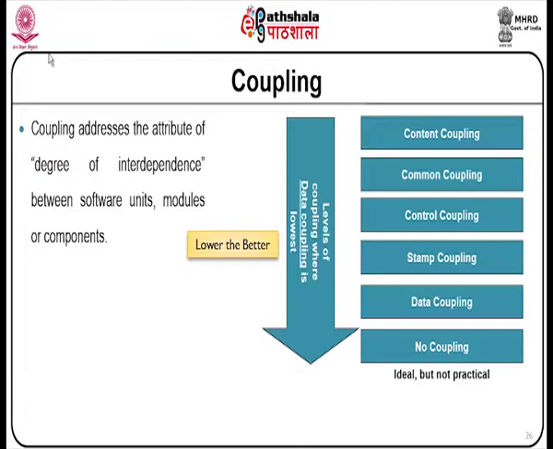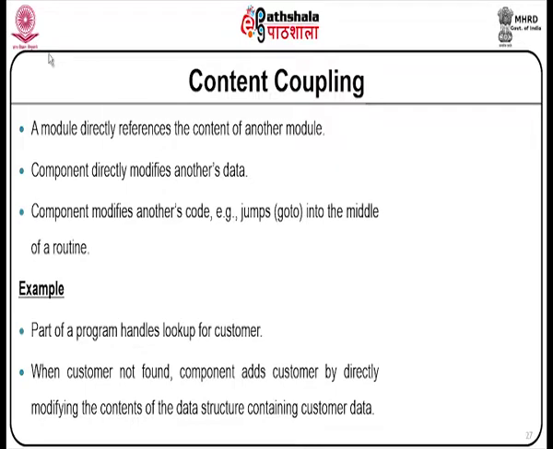The types of coupling: data coupling, stamp coupling, control coupling, common coupling and content coupling. Content coupling: a module directly references the content of another module. A component directly modifies another's data, or modifies another's code. Example: jumps, go to, into the middle of a routine. Example: part of a program handles lookup for customer. When customer not found, the component adds the customer by directly modifying the contents of the data structure containing customer data.